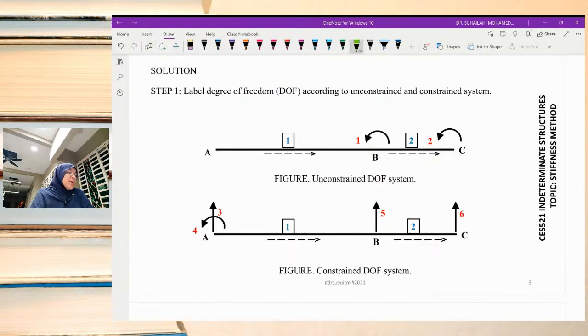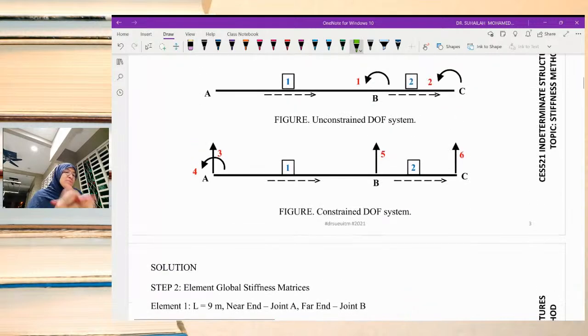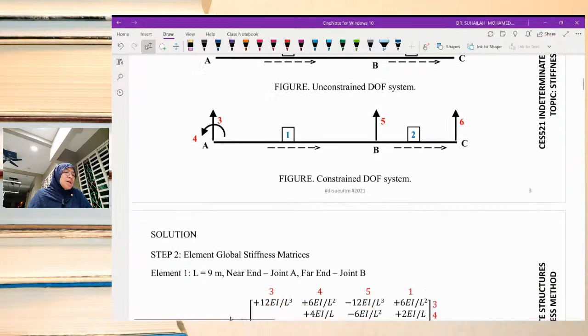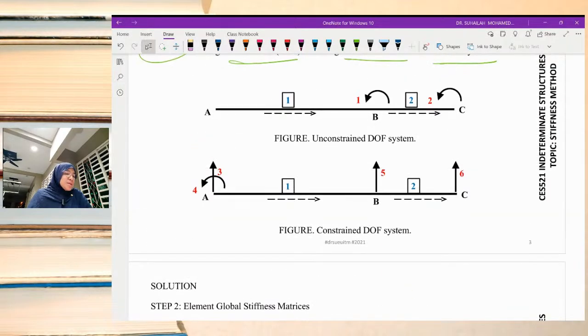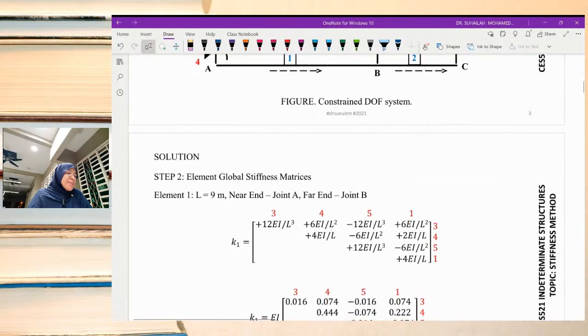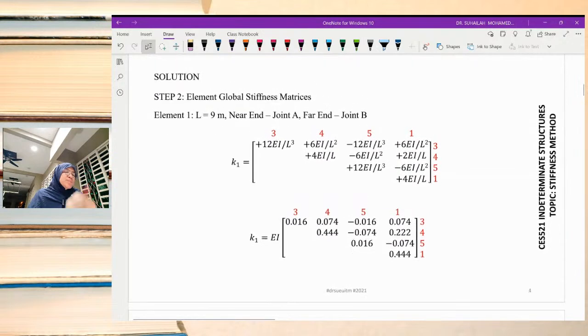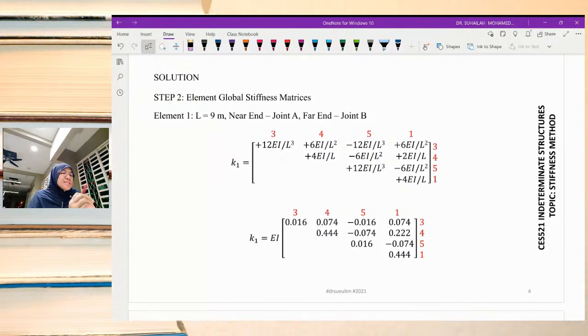So step number 1, we have to label the degrees of freedom according to unconstrained and constrained. Always remember we label unconstrained first because unknown displacement will be determined first. Then only we follow by the constrained system. So we label like this. Step number two, we just need to substitute into the formula.